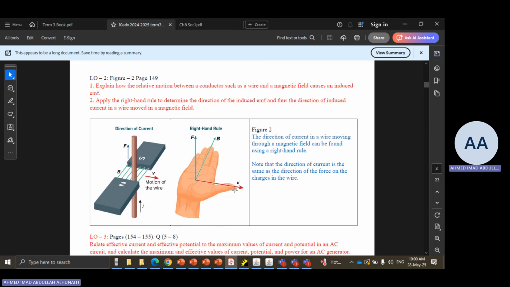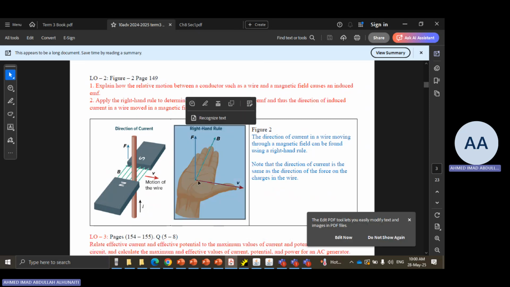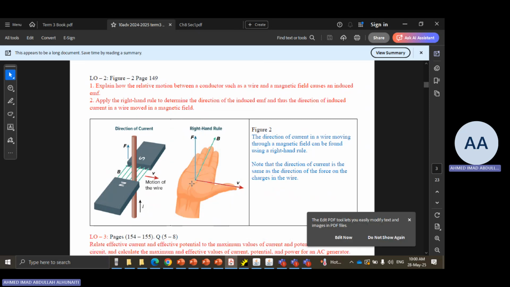So line your thumb with the direction of the motion of the wire. Line your fingers with the direction of the B magnetic field, and the resulting EMF, here it says F, but they're referring to the electromotive force, so it's actually EMF, corresponds to the direction of your palm.